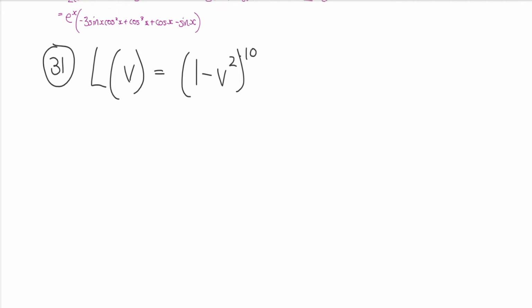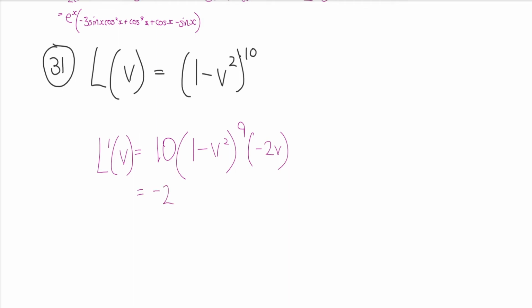So let's do it. Chain rule. So we're going to take the 10 out front. We're going to keep the inside the same. We're going to reduce the power by 9. That's the outside chain rule. Now we have to do the derivative of the inside. So it's going to be negative 2v. And that's L prime of v. Okay, so let's just make it a little nicer. Negative 20v times 1 minus v squared all to the 9. Alright, not so bad.